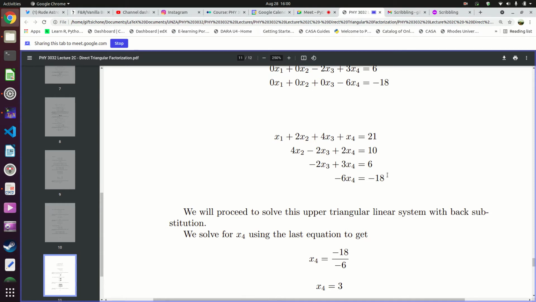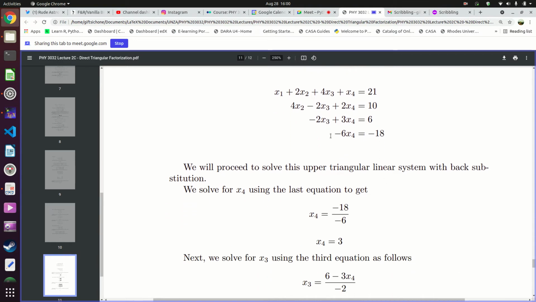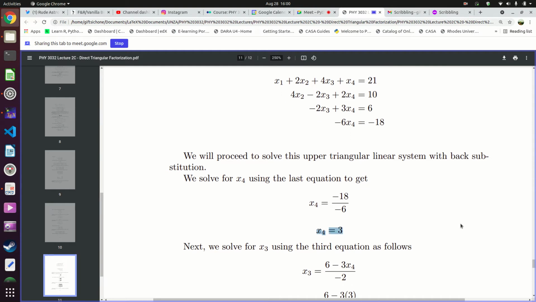So this is an upper triangular system which you can work out with back substitution. We start with the last equation here, minus 6x4 is equal to minus 18. So in this particular case, x4 is going to be minus 18 divided by minus 6. So you get your x4 equals 3. Then once we find x4 to be equal to 3, we're going to use this x4 in the second to last equation, which is the third equation, so that we can find out what our x3 is.